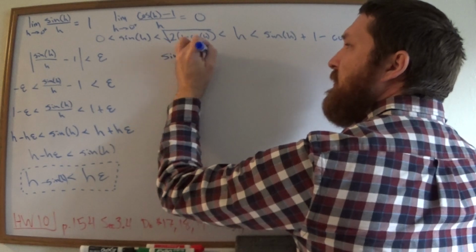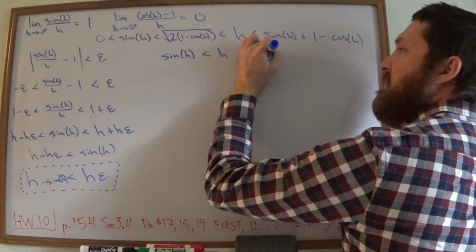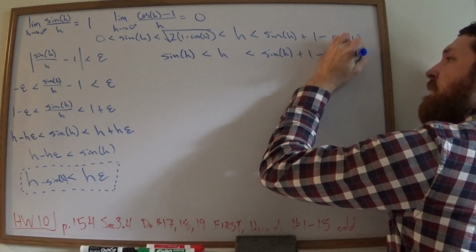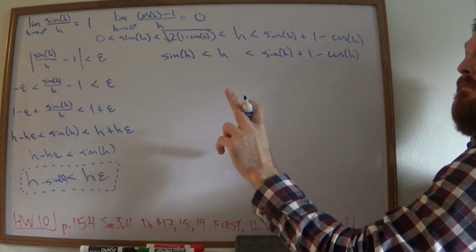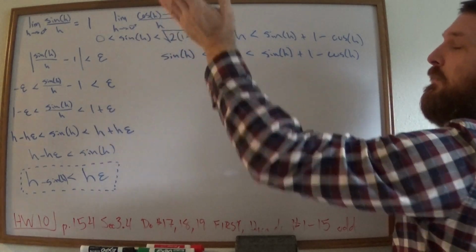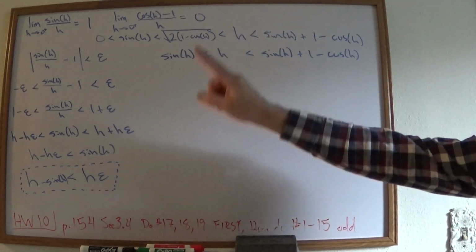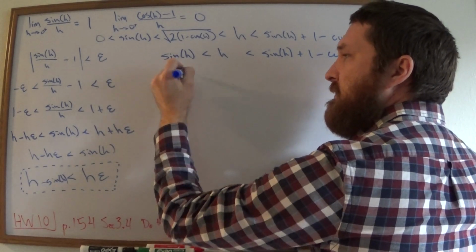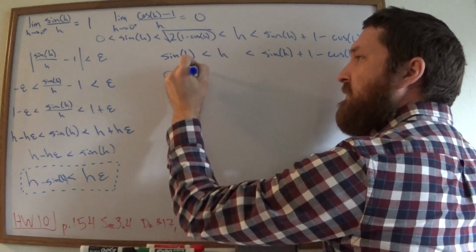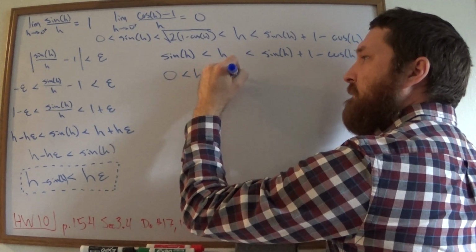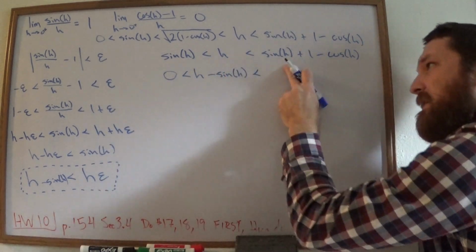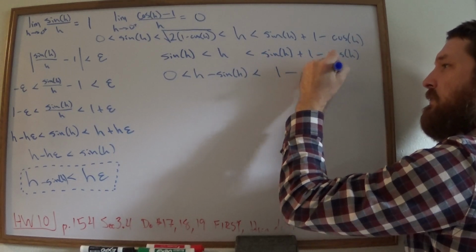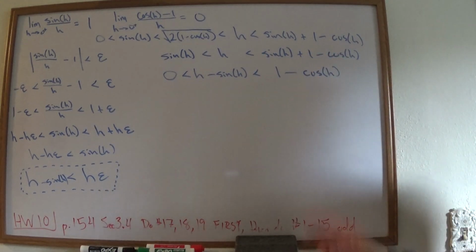Since sine h is less than h, which is less than sine h plus 1 minus cosine h, you guys buy that? Yeah. I just left him out because I don't need him right now. But now if I subtract a sine from each one of these, I get a 0. Subtract off a sine and I get h minus sine h. Subtract off a sine, and he's not there anymore, I just have 1 minus cosine h. Everybody buy that? Yeah.